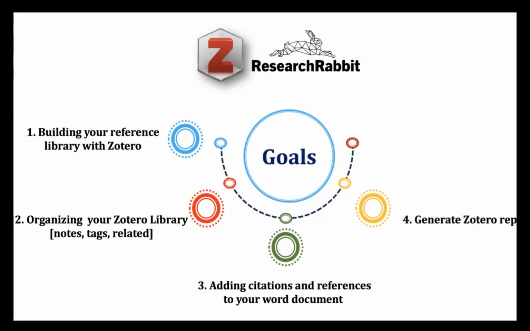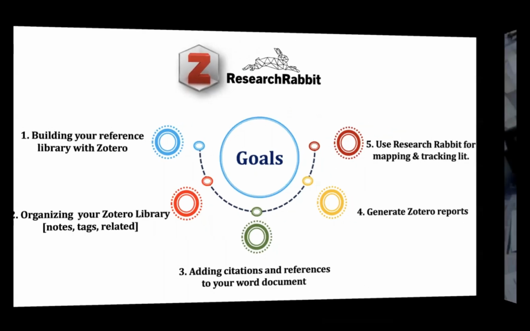And then we also talk about generating reports on Zotero. So it will be useful for you to share some of the resources with your research team, with your supervisors, or with your academic staff members. And finally, we are going to talk about Research Rabbit for mapping and tracking literature. And it's also connected with Zotero. So it's really nice to use such AI tools plus Zotero open source software together to build up your research library.